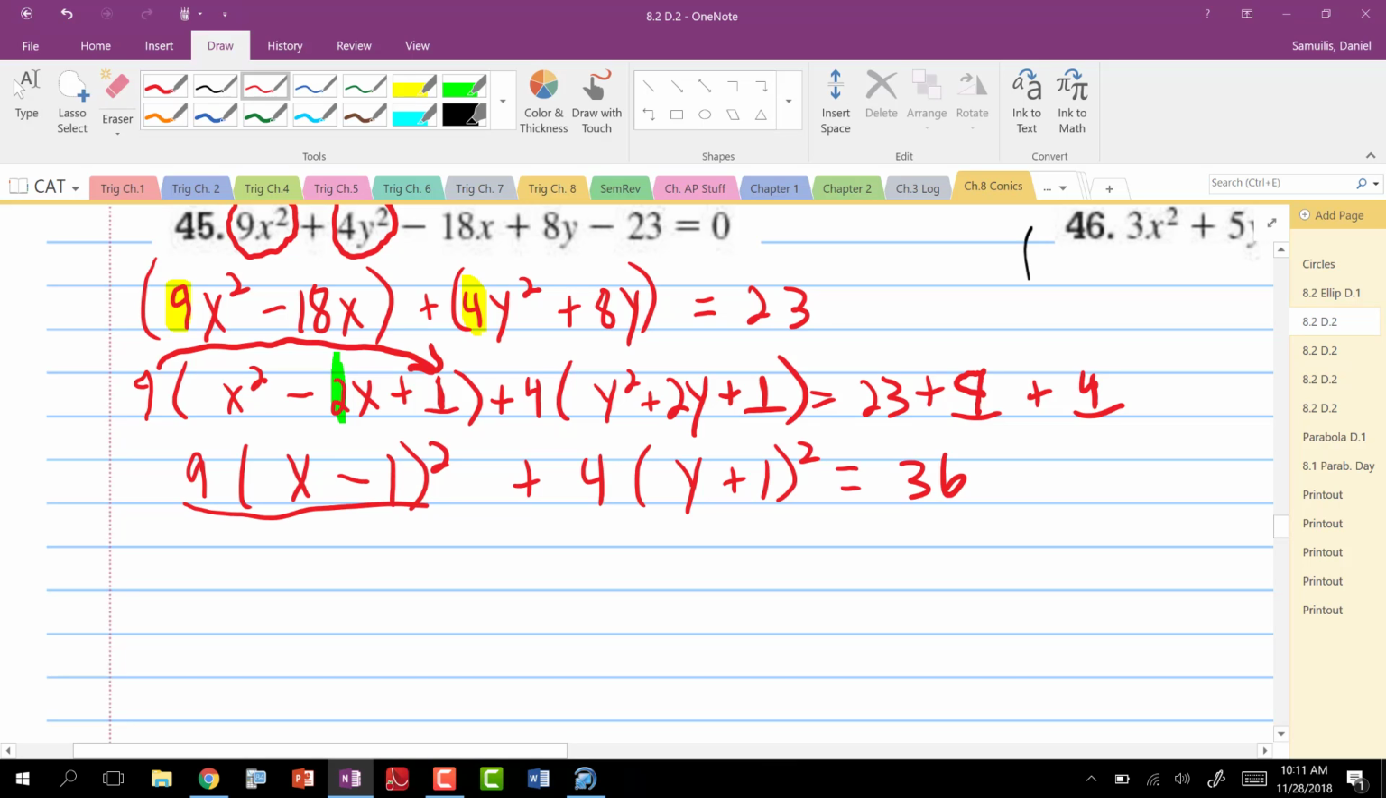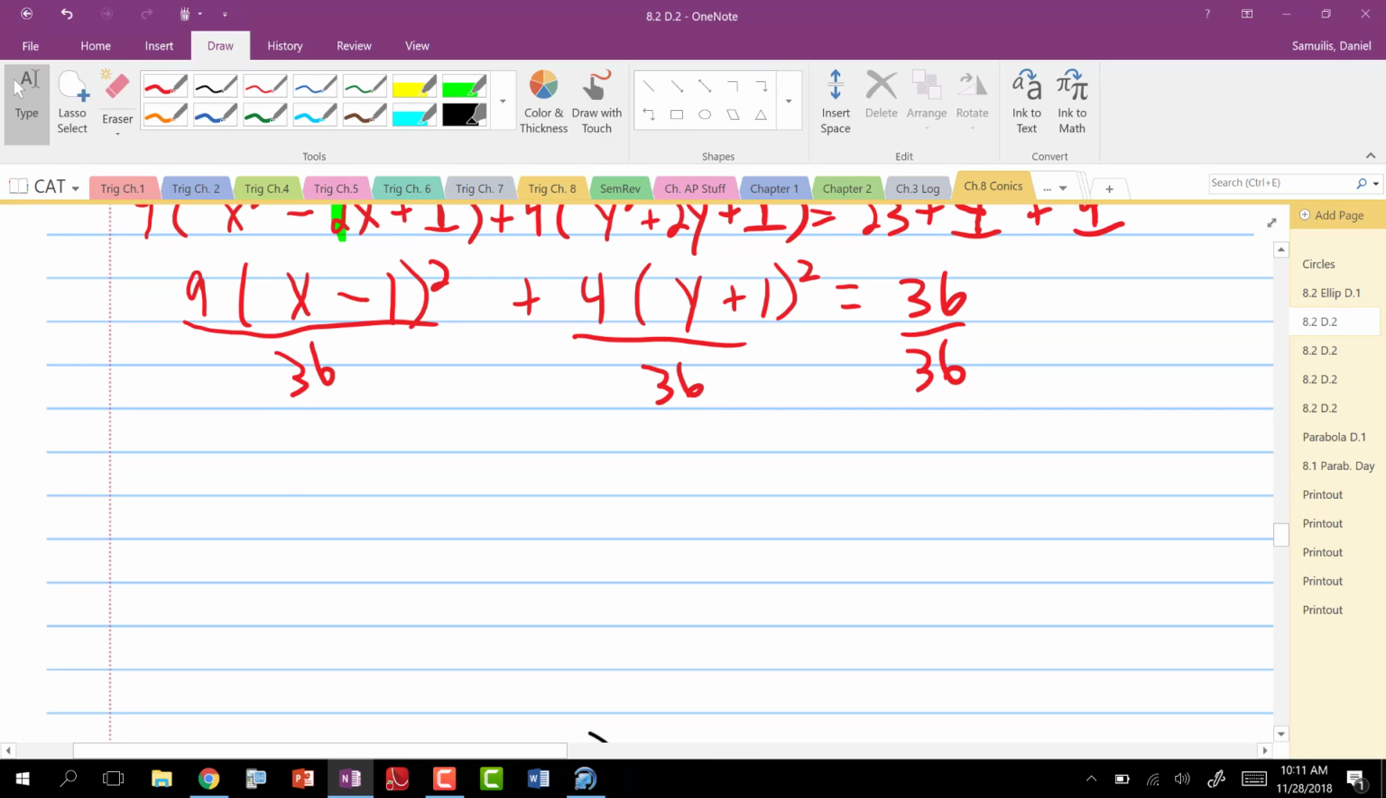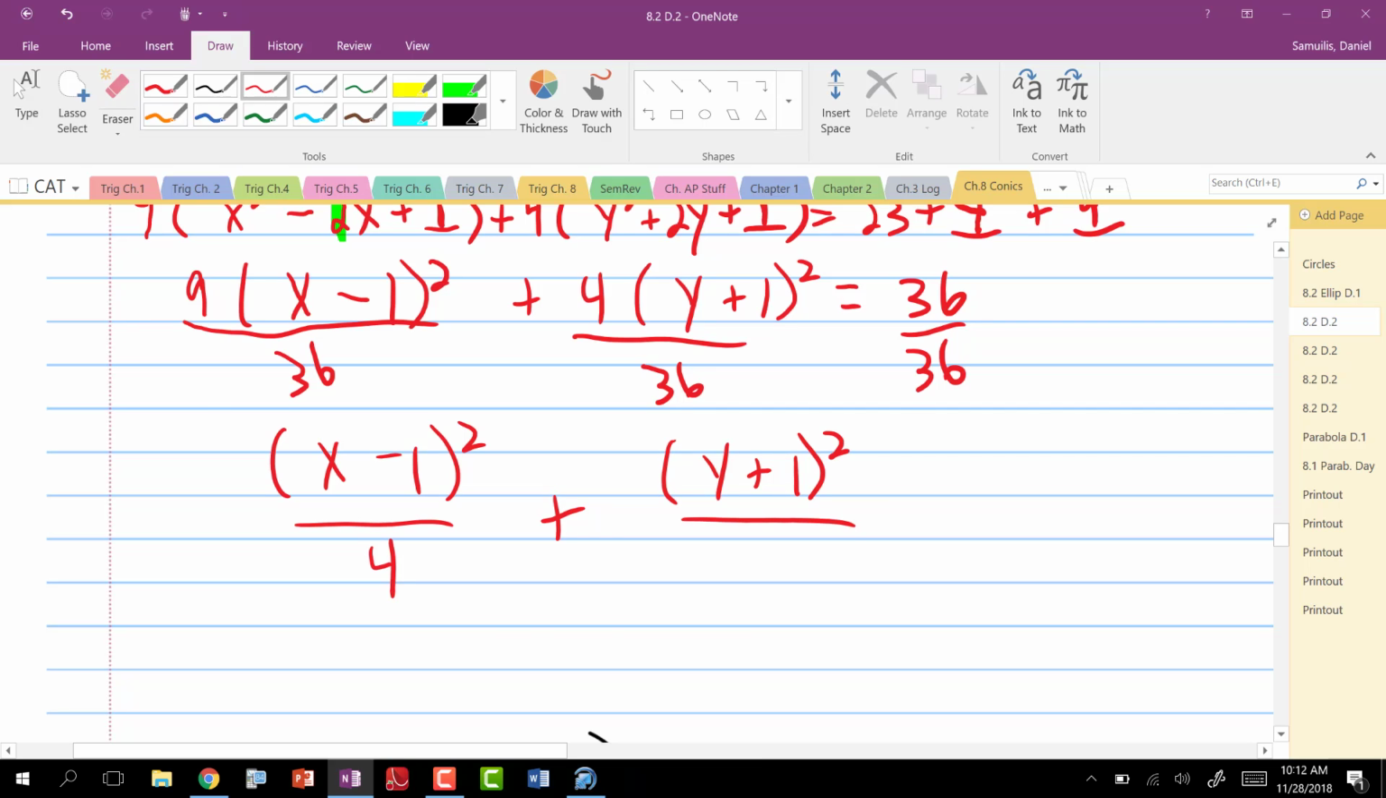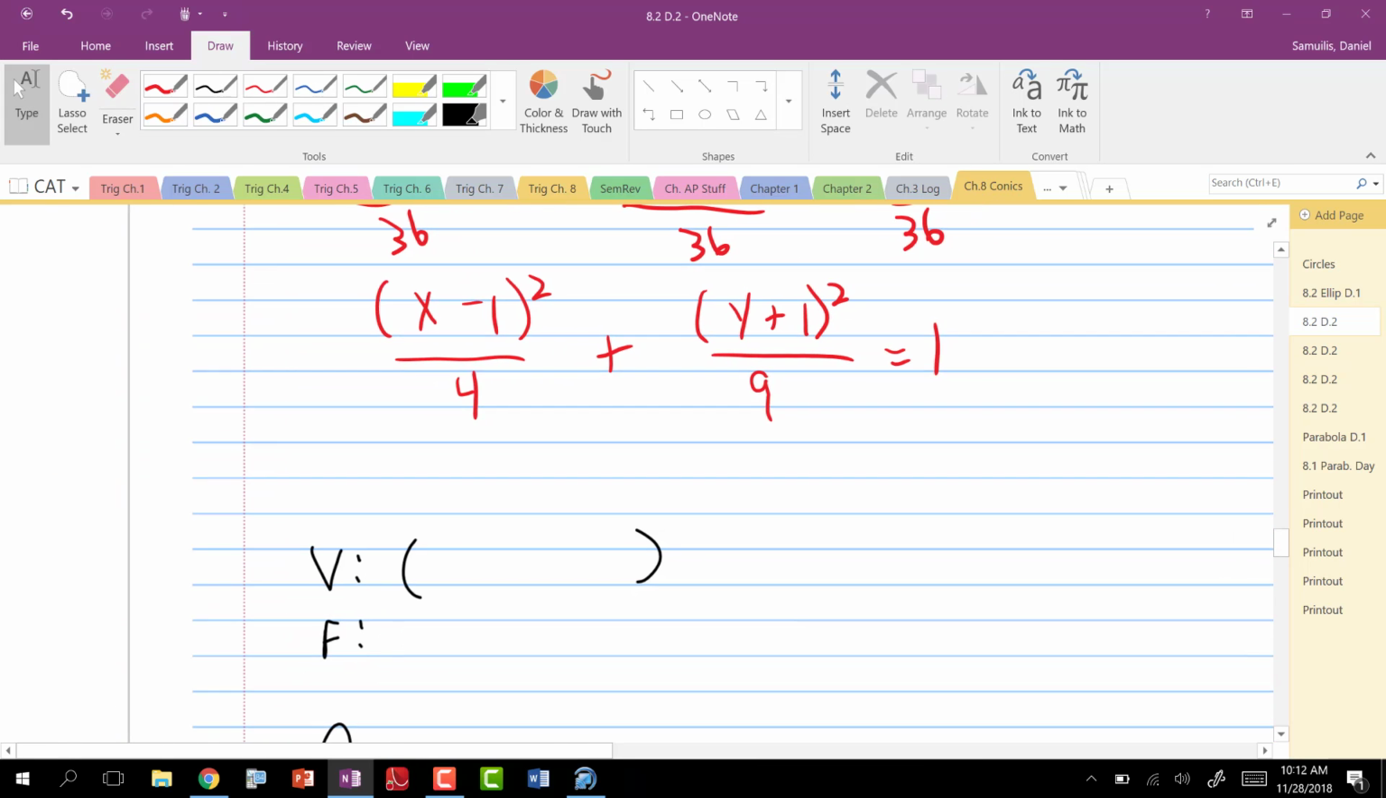All right. And then I'm going to divide both sides by 36. And then 9 over 36 is 1 over 4. 4 over 36 is conveniently 1 over 9. That equals 1. And now what I forgot to talk about, okay, fine, the vertex is 1 comma negative 1. I don't have time for the foci. Well, actually, I do have to find the foci to find eccentricity.